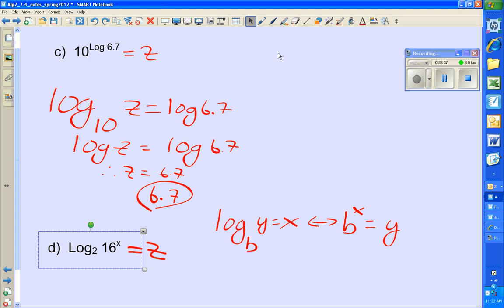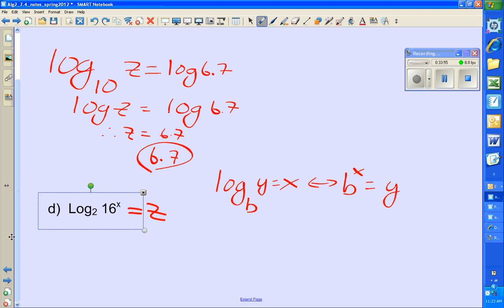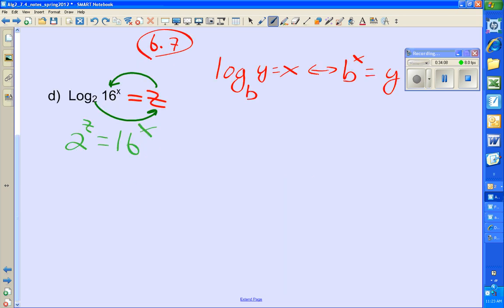So what's in the b position from this? 2 to the z, not 16. 16 to the power of x. Does that make sense? So when we make this loop, here it is. We're just making the loop. And we're going to say 2 to the power of z equals 16 to the power of x.